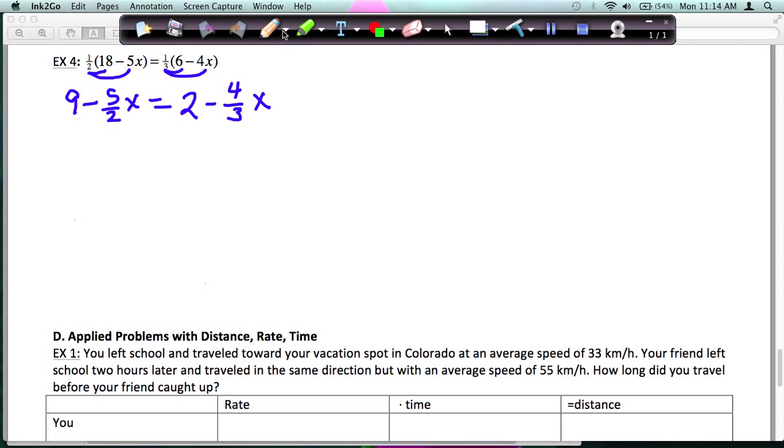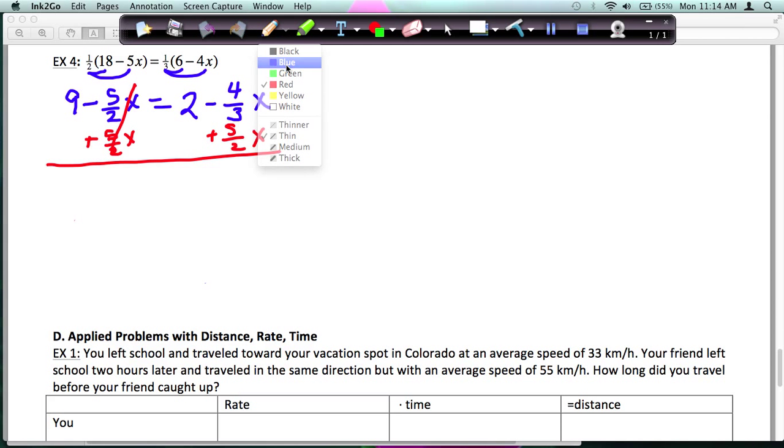Okay, the next thing I want to do is combine my variable terms, and I want to move the -5/2 over because that'll give me a positive x, because -5/2 is larger than -4/3. This is -1 1/3, this is -2 1/2. Okay, so I'm going to add 5/2 x to both sides of the equal sign. And remember, that means these will cancel.